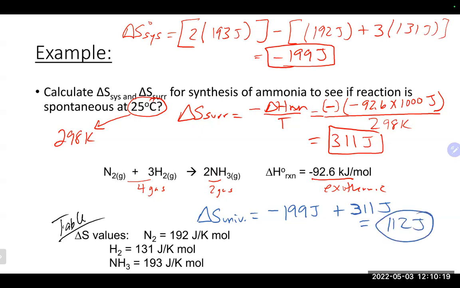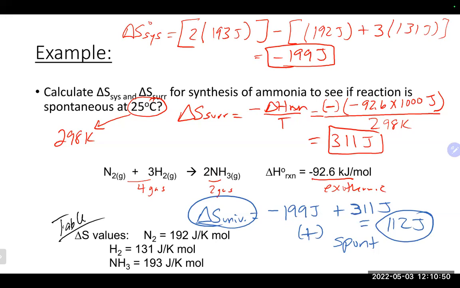And our delta S of the universe here is a positive number, which means, is this reaction spontaneous? It is spontaneous because, again, the delta S of the universe here gave us a positive number. Any questions on that? This is actually a really good example of a spontaneous reaction which is super slow if you don't put a catalyst in it. Yeah, but it will happen, but very, very slow. So they oftentimes add a catalyst to this reaction to speed it up.